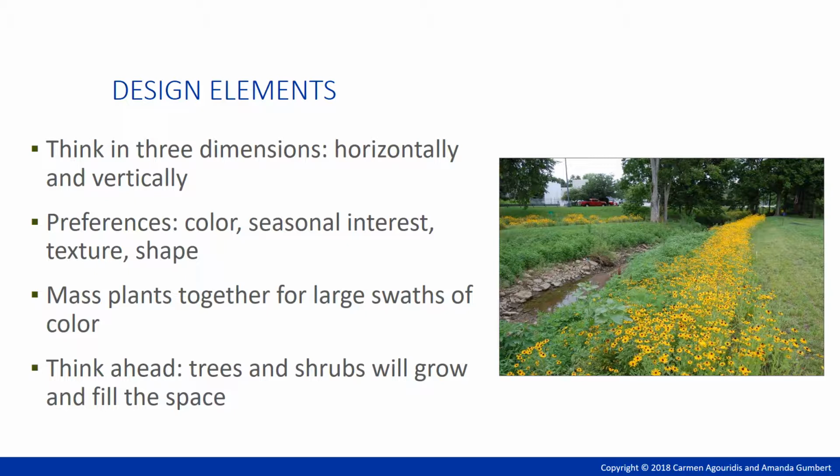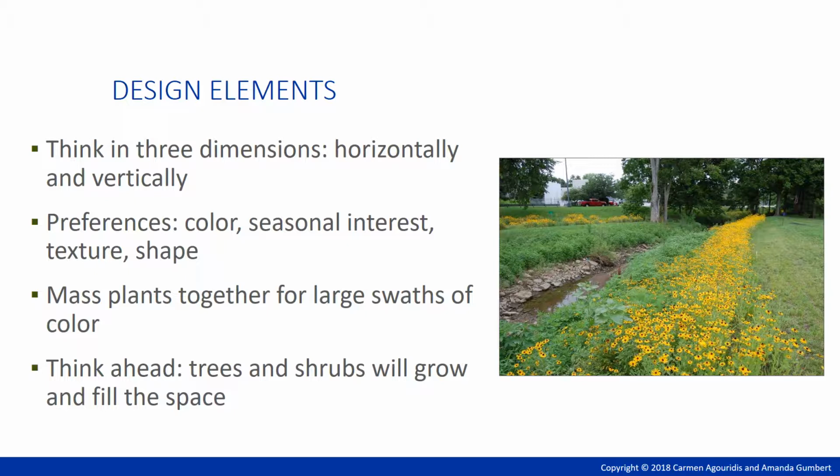Is it desirable to see the stream from certain locations? Also, think about seasonal interest. When will certain plants be in bloom? Are there plant choices that offer visual interest in the winter when the leaves are gone?